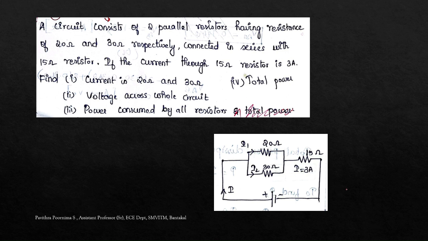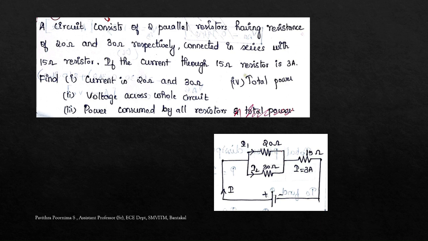The next topic is power and energy. In this sample question, a circuit consists of two parallel resistors having resistances of 20 and 30 ohms respectively, connected in series with a 15 ohm resistor. If the current through the 15 ohm is 3 amps, find so and so. Sometimes the circuit will be given directly, or some problem statement will be given. According to that statement, we have to draw the circuit.